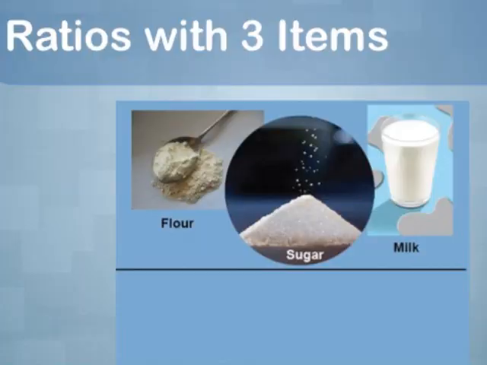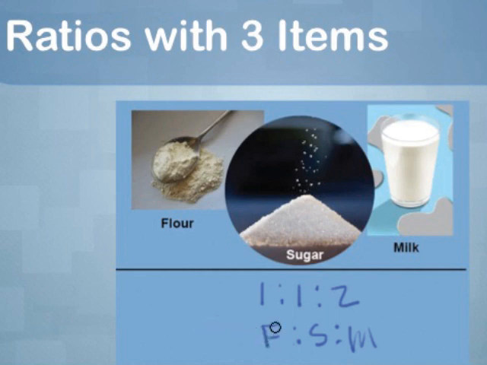This combination of several ratios in one can be found in many applications. A common one is recipes. Many recipes use flour, sugar, and milk in different proportions. Let's say that a recipe had this for the ratio of flour, sugar, milk. One to 1 to 2. Flour, sugar, milk. What does this mean?